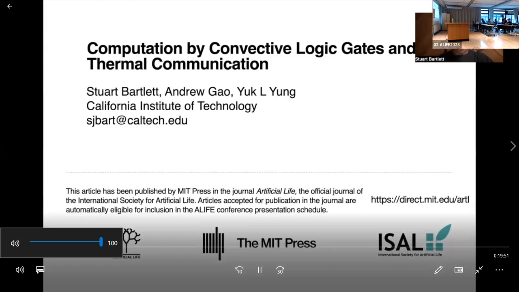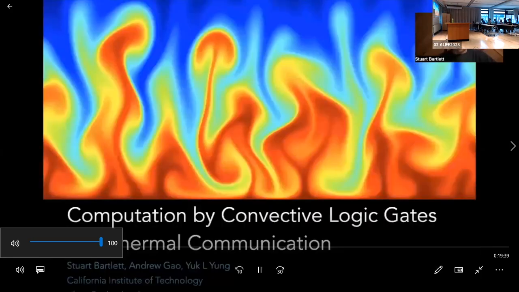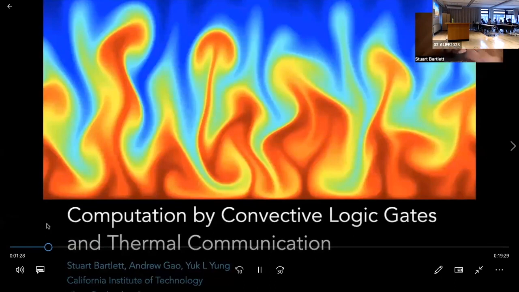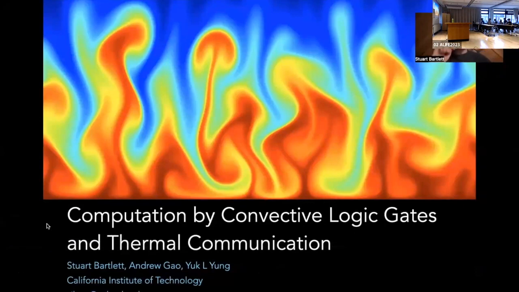So without further ado, let's dig into the details of this paper, which is titled Computation by Convective Logic Gates and Thermal Communication. This is work that followed on from several other studies. It is basically related to the nonlinear features that you get in convective fluid systems. Broadly speaking, convective fluid systems are fluid systems which have a temperature gradient across them, and that gives rise to a variety of interesting phenomena.